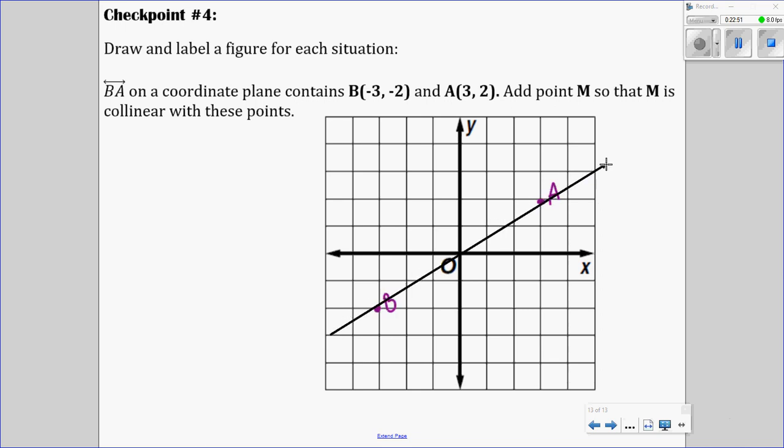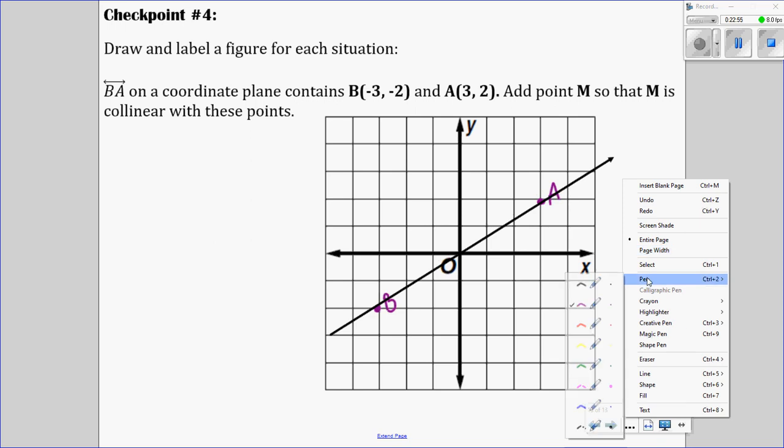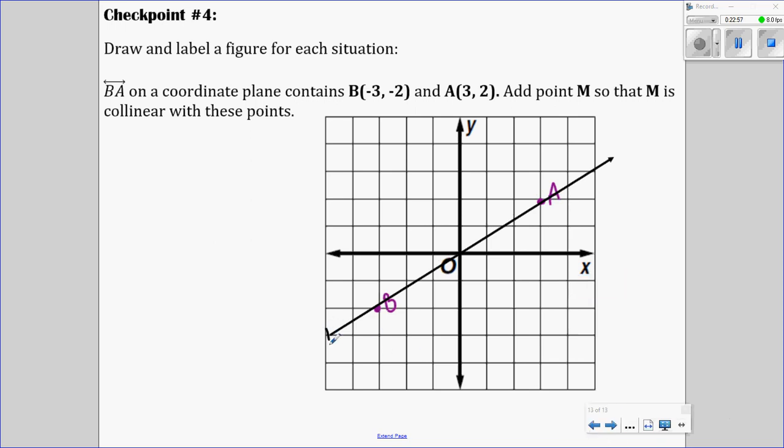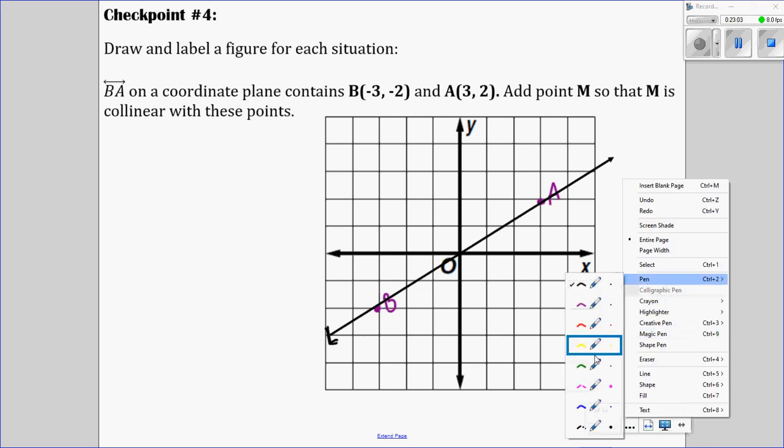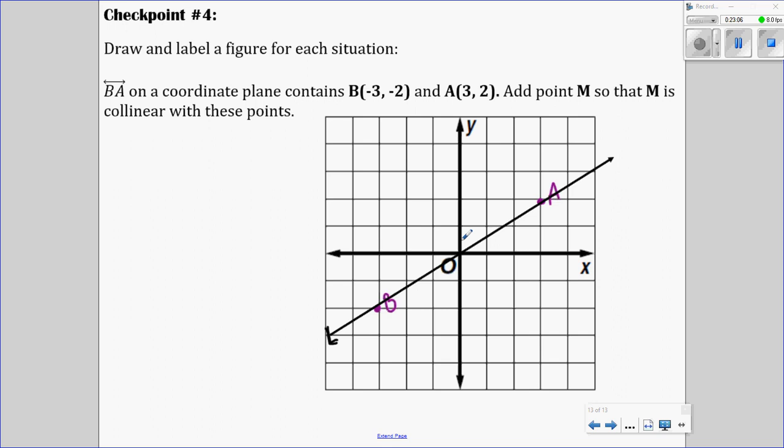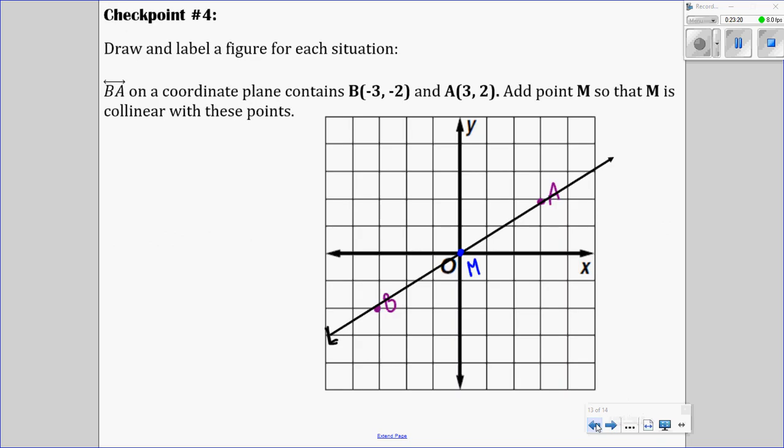So I'm going to draw my line. I'm going to add my arrow because it's a line that is continuous. My arrowhead looks weird. And then I'm going to put my point M so it is collinear with these points. I'll put it right here since it touches the origin. The origin is (0, 0). And I label it M. That's all.